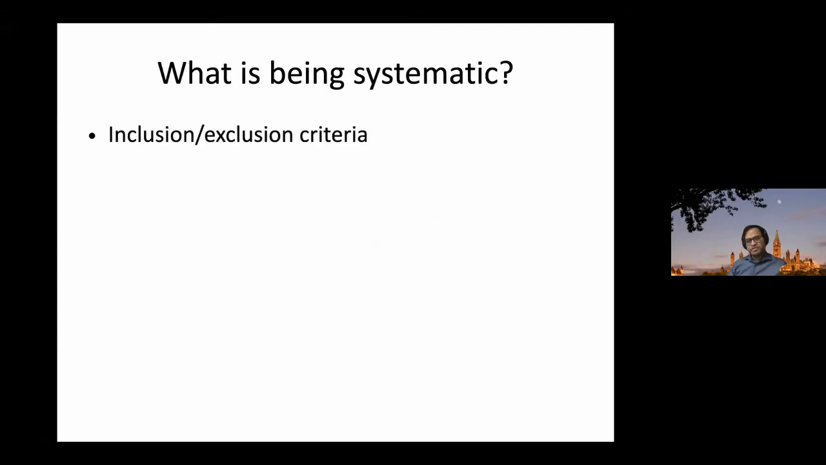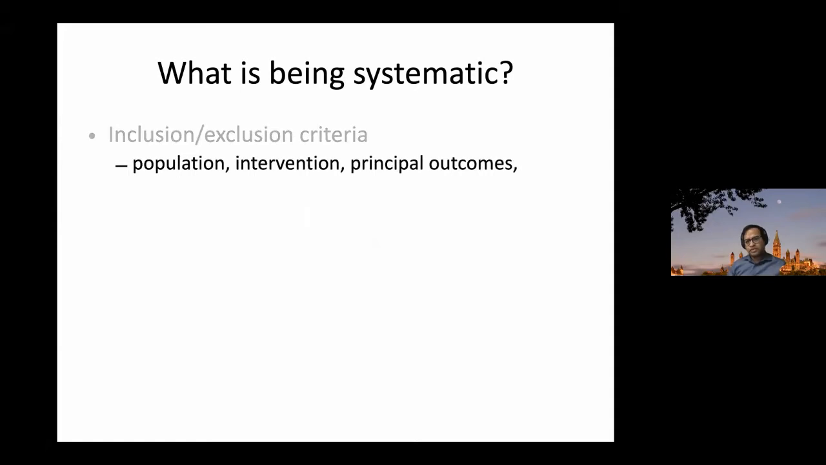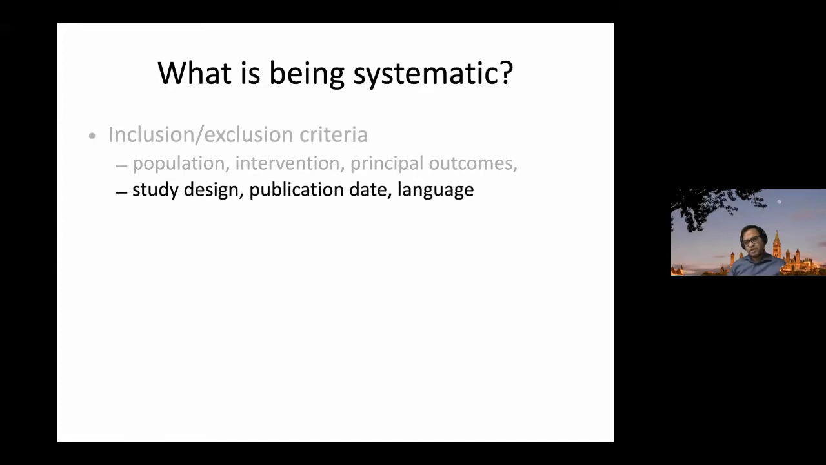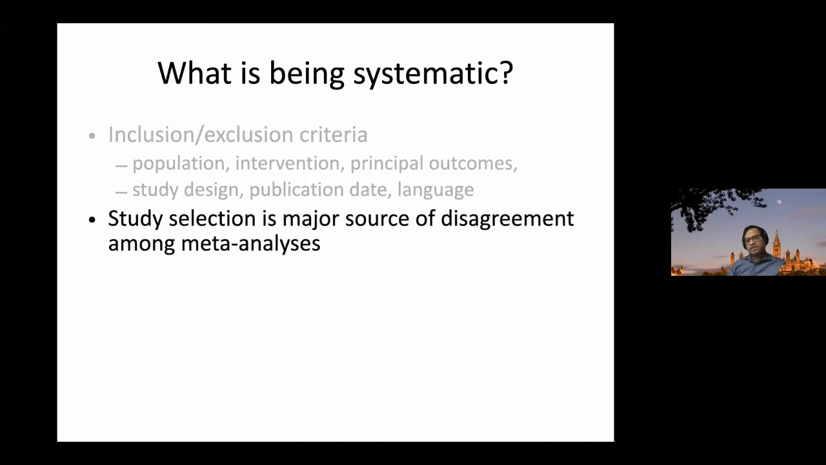So what does it mean by being systematic? You're applying inclusion and exclusion criteria, not again for the patients, but for the kind of studies you're including. This applies to the PICOT: the population, the intervention, the principal outcomes, but also to the study design, the publication date. You may say, we have looked at this in the past, and now we are only interested in the last 10 years for whatever reason. The language. And study selection is actually one of the major sources of disagreement among meta-analyses. People will say, we only included studies where perioperative MI was the outcome of interest, and that will show that CABG is worse than doing an angioplasty and stent in coronary artery disease.